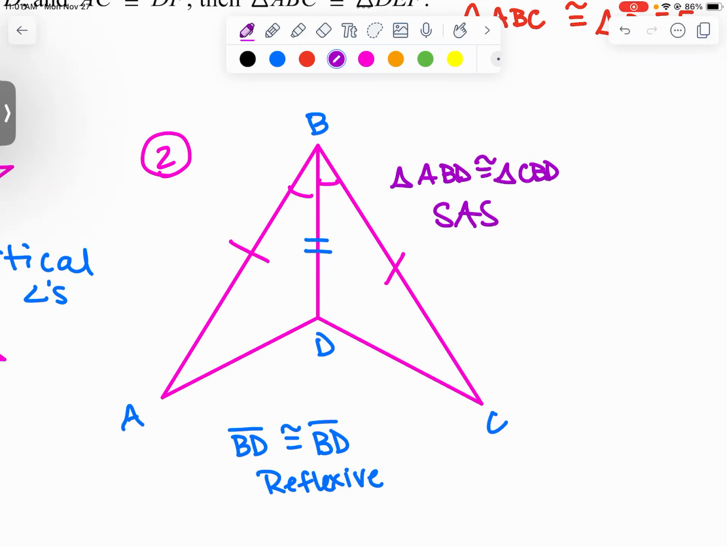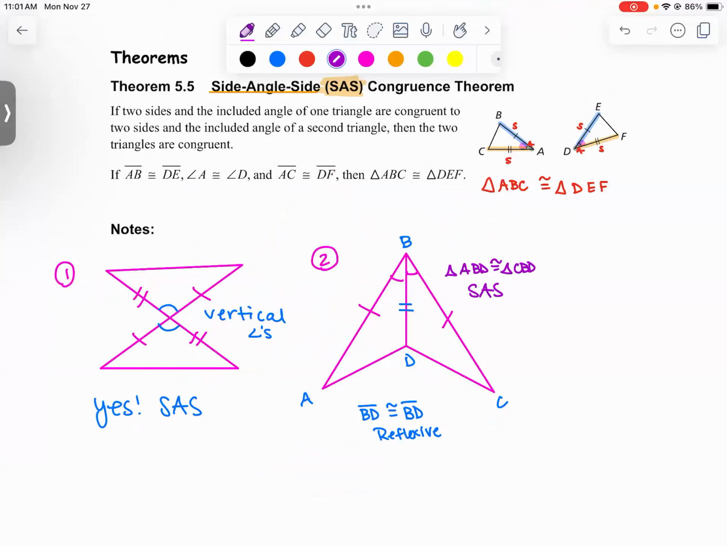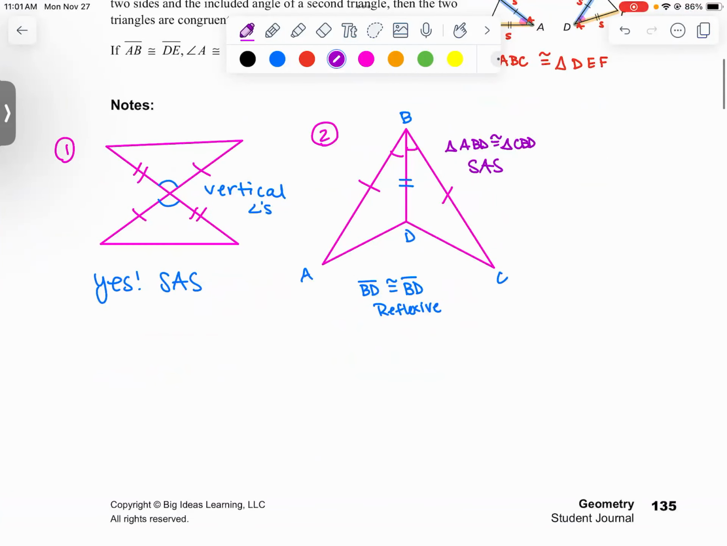Like reflect instead of reflex. If you accidentally spell it wrong, I probably can be flexible. All right, one more scenario and then we'll do some proofs.